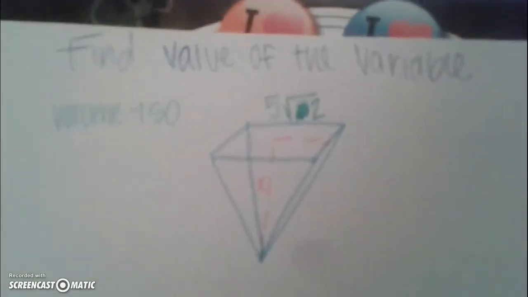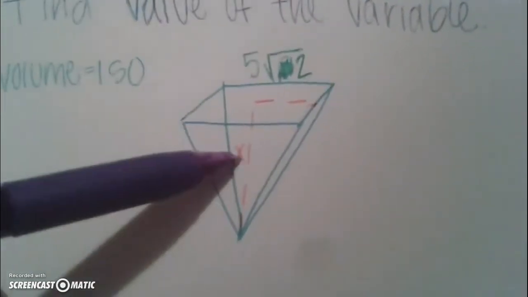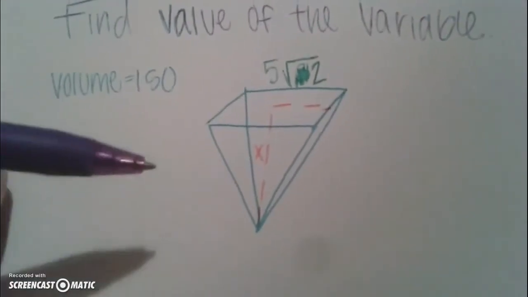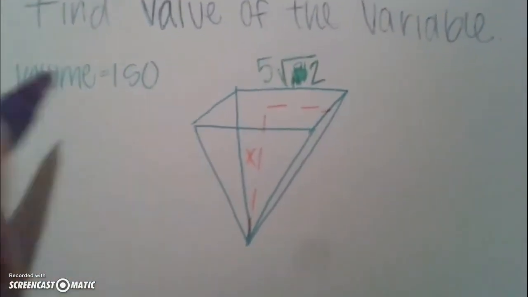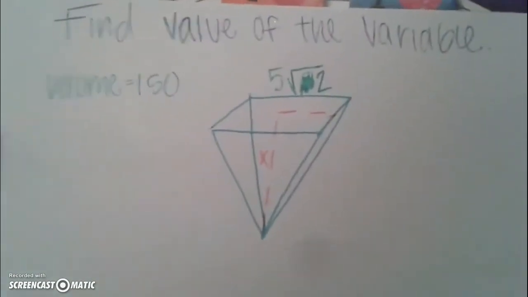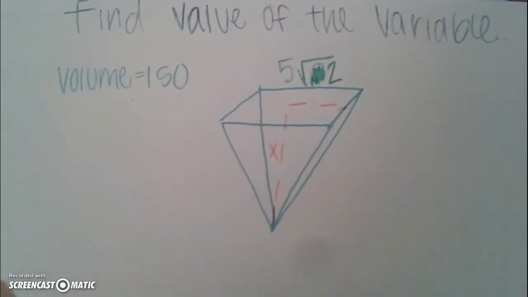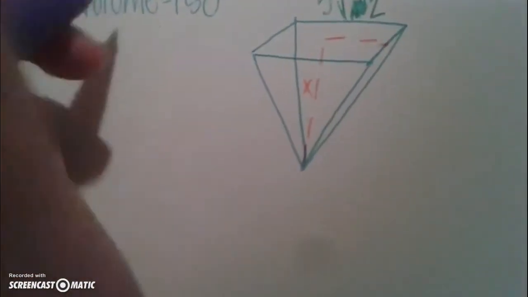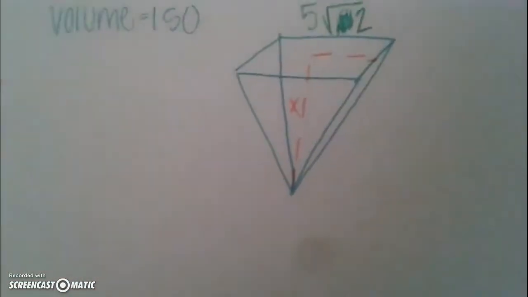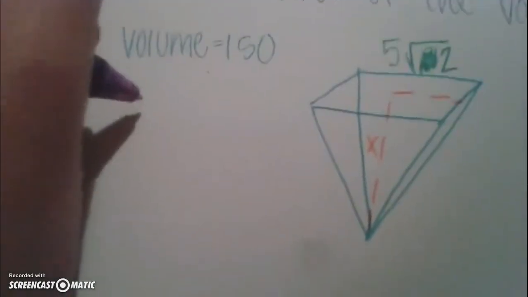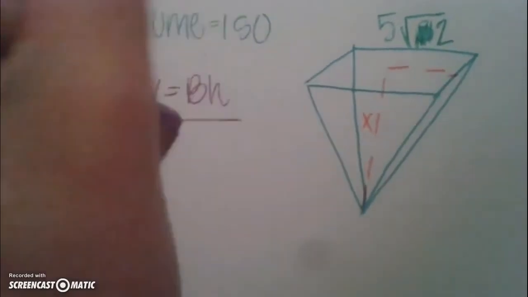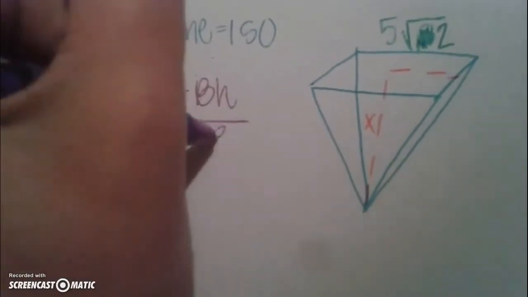For this problem, we have to find the value of the variable, which is x, and we know this is in the height spot, so in other words, we just have to find the height. It gives us the volume, which is 150. Whenever it gives you either surface area, lateral area, or volume, you always want to plug that into the equation. Usually when you write it, you write V equals area of the base times height divided by 3.